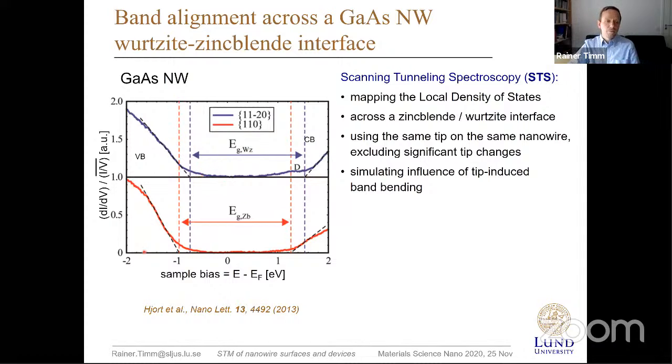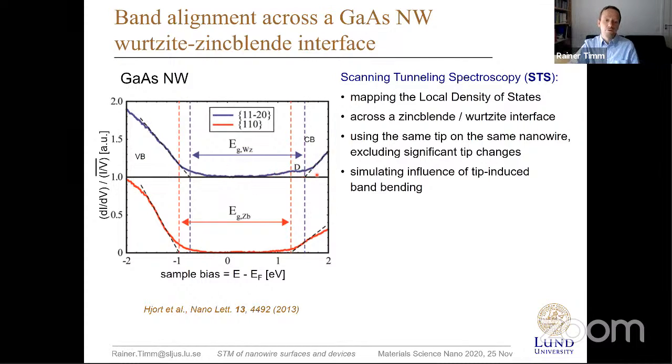What we see, if we start with a negative sample bias here, is that we are tunneling electrons out of the sample, filled states of the sample, into the tip. So we are monitoring, imaging the valence band until the valence band states vanish because we're reaching the band gap. Then we have no states within the band gap. We see even some dopant contributions here.